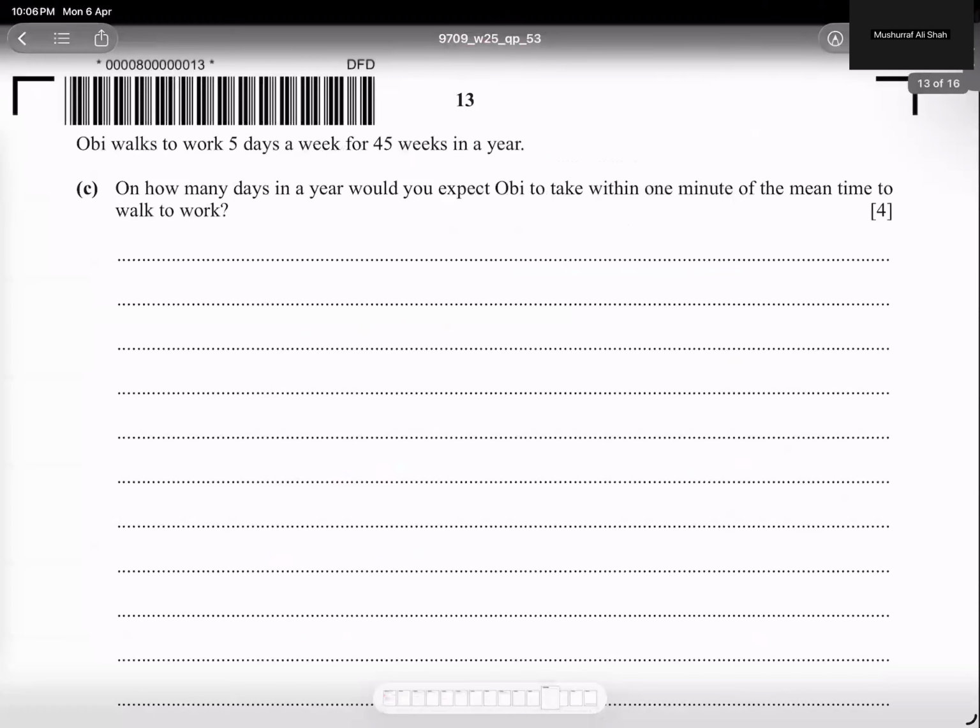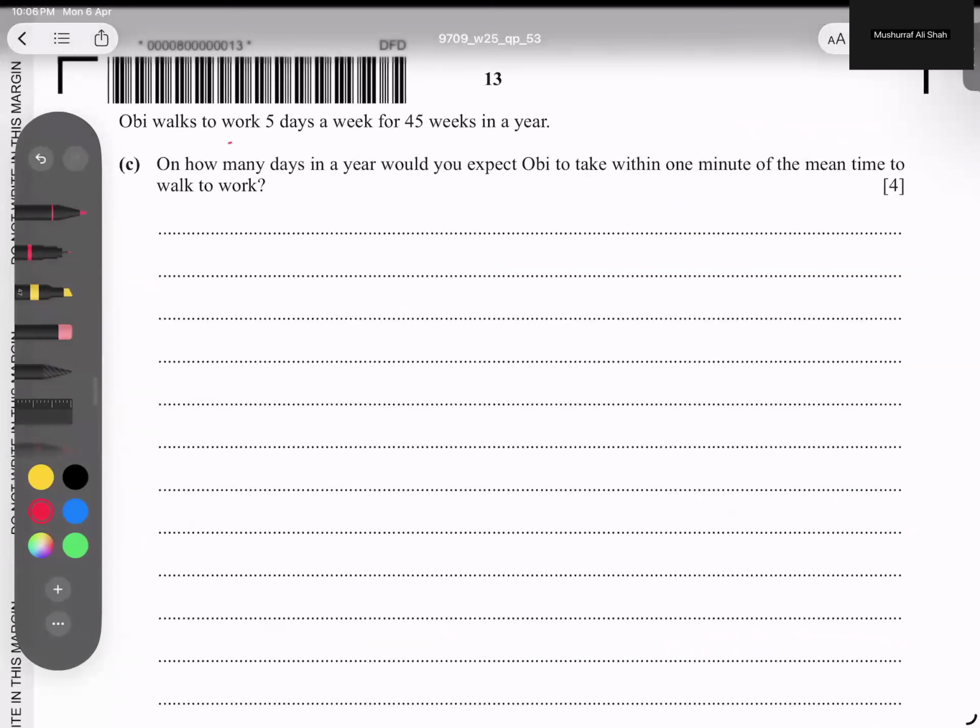Next part is here. He walks to work 5 days a week for 45 weeks in a year. So how many days is expected? Whenever expected comes, the formula for the expected value is NP. Basically, mu is equal to NP. And what is asked is within 1 minute of the mean time to walk.